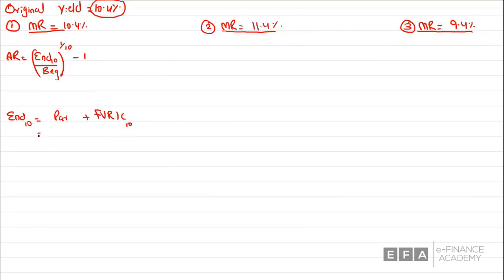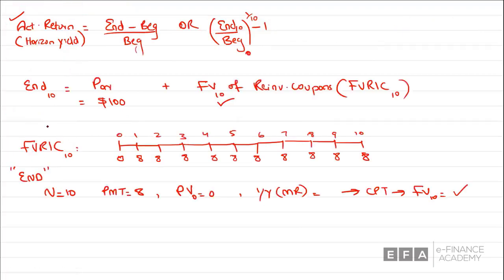The par, as we know, is $100, while for the future value of reinvested coupons, I repeat again, I would just go back to this. Make sure you don't forget this. You always need to draw the timeline. Make sure you don't put the price here. There is no coupon here because we only want to find the future value of coupons, and we are going to use the same timeline.